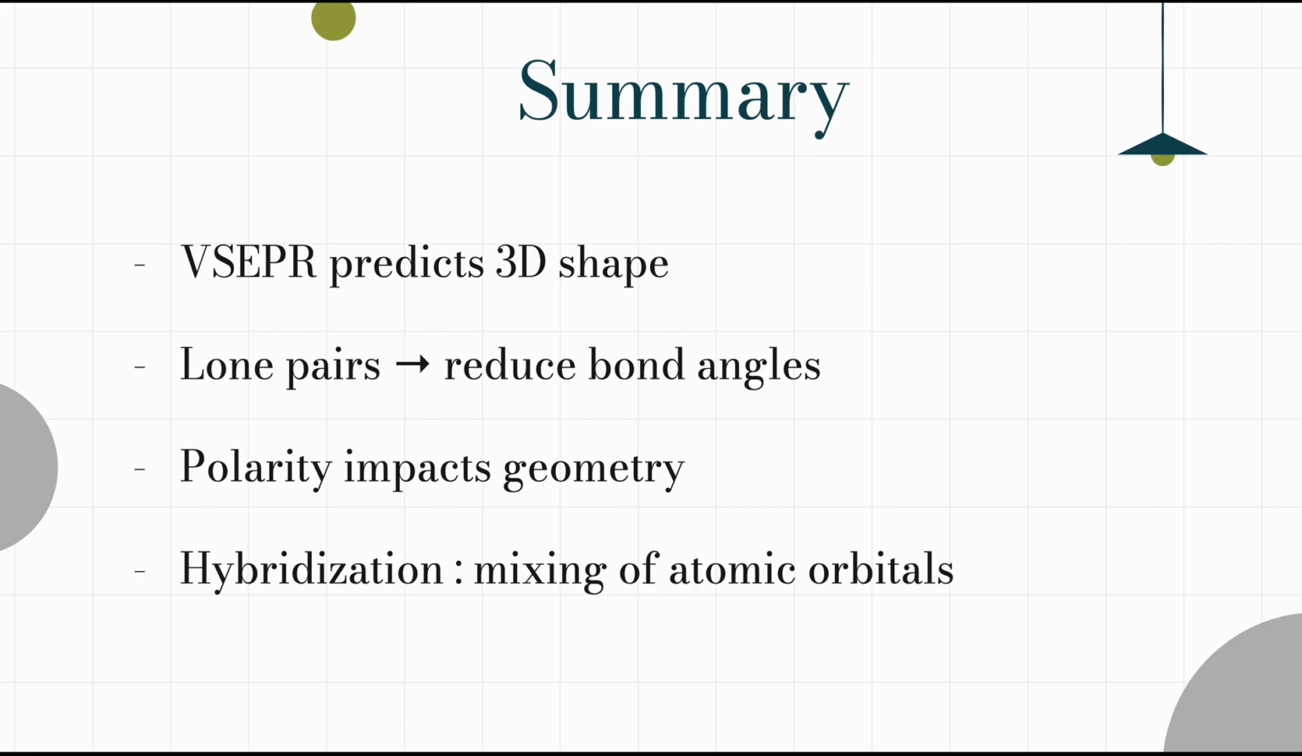So let's recap. VSEPR theory explains molecular shapes by minimizing electron repulsion and helps us predict 3-dimensional shapes of various molecules. Lone pairs work to reduce bond angles in 3D shapes. Polarity impacts the 3D geometry of a molecule, specifically whether it's symmetrical or asymmetrical. And hybridization explains how atomic orbitals will mix to create bonds and create better orbitals that are more suited for 3D geometry and bonding.